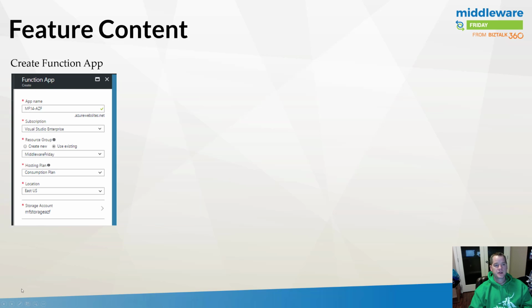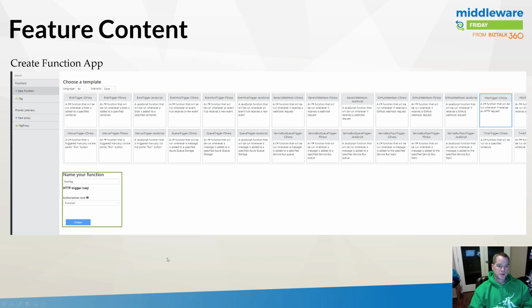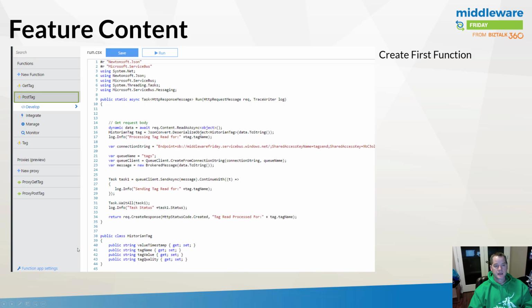To get started, we need to create a function app, and we can do so in the Azure portal by clicking New Function. In this case we want to create an HTTP trigger for C#, and we're going to be creating two for this particular scenario. We want one called post tag, which will represent our post if we want to create a tag reading. And here's the code.